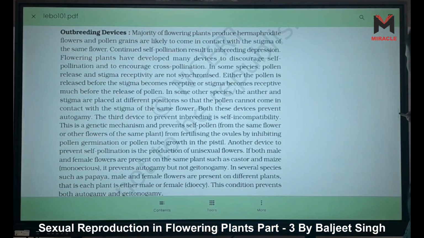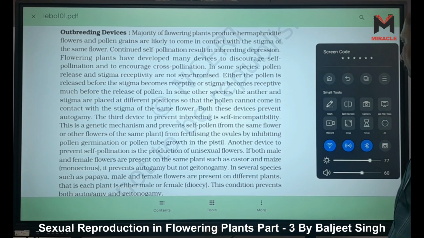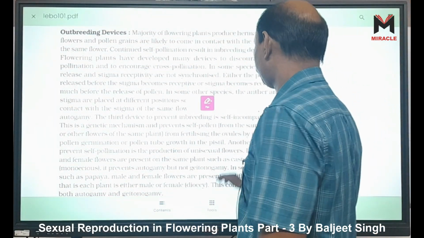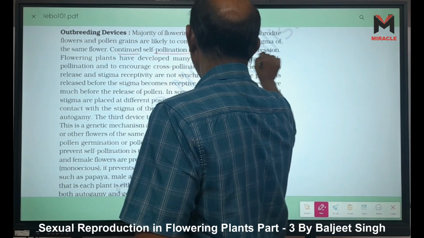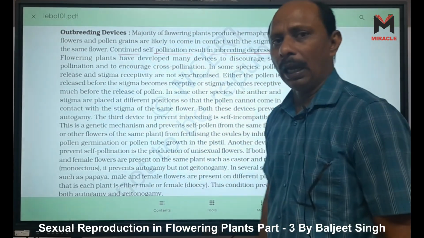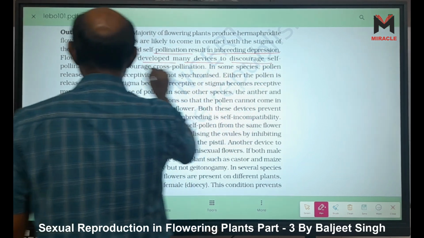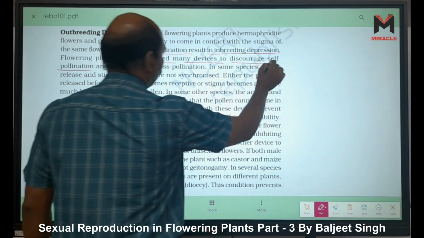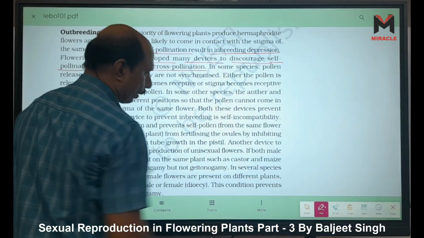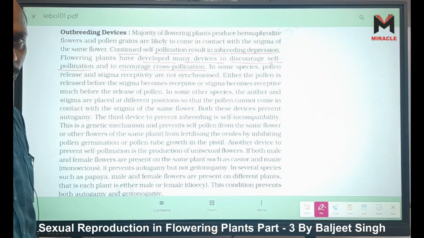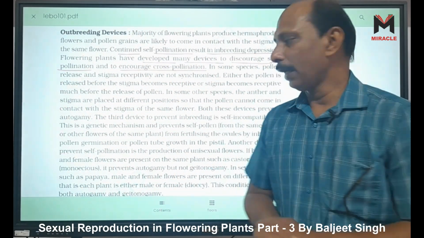Now, what is given in inbreeding? Inbreeding depression is there, right? This is called inbreeding depression, right? Continued self-pollination results in inbreeding depression, right? Flowering plants have developed many devices to discourage self-pollination, to prevent inbreeding depression and encourage cross-pollination. These devices are used to encourage that. That means we can say these are the adaptations for cross-pollination.